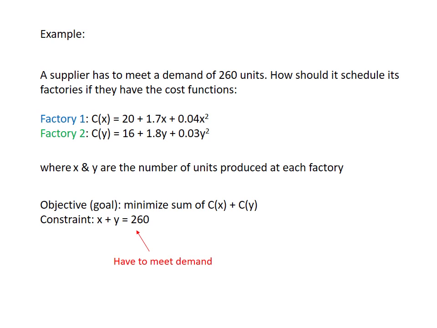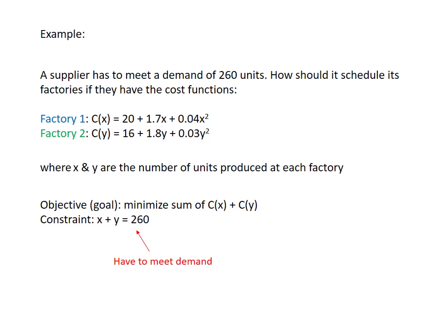But the cost of producing individual units at each factory is different. So the first equation here, C of x, is the cost associated with operating the factory as a function of the number of units it's producing. For the first factory, the cost increases as the number of units x increases. And the second factory has a slightly different looking cost function that also increases as a function of y, or the number of units produced.